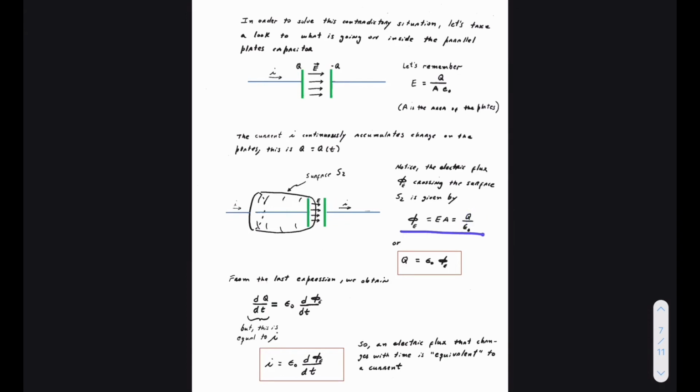So, from this equation, we can see that charge Q can be written as epsilon naught times the flux phi E. But we know that this Q is not constant and it varies with time. So if we take a time derivative on both sides of this equation, we get this. And this rate of change of charge is what we call the current, I. So we see here that an electric flux that changes with time is actually equivalent to a current, which is given by this equation.